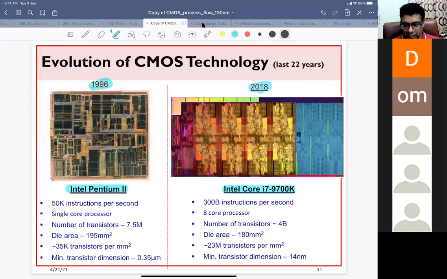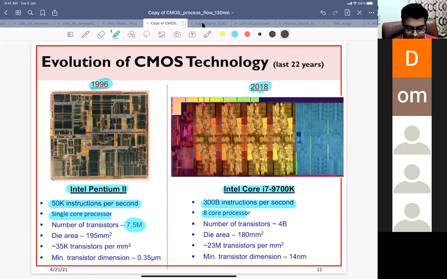And then the Intel Core i7, which came in 2018. If you compare these last 22 years, in 96 and 2018, and in 2020 we have better processors now also. Intel Pentium 2 has 50,000 instructions per second, but Intel Core i7 has 300 billion instructions per second. Very fast processor. Intel Pentium 2 was a single core processor. This is an 8-core processor.